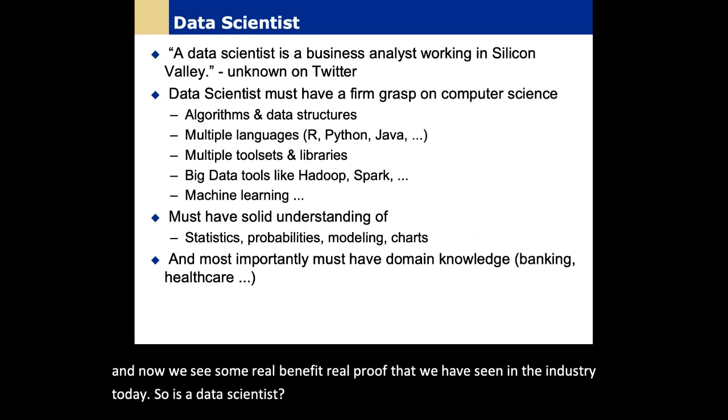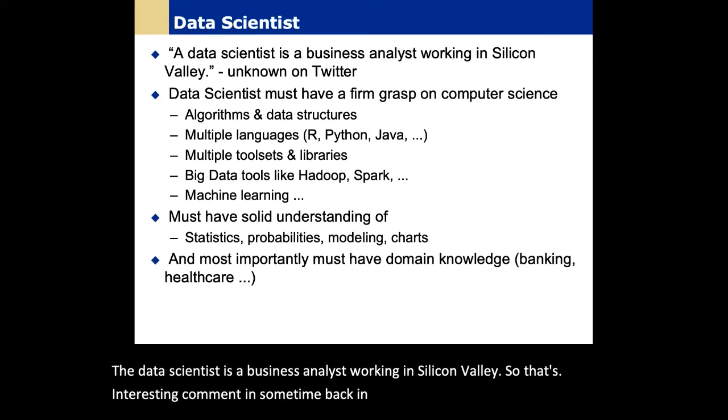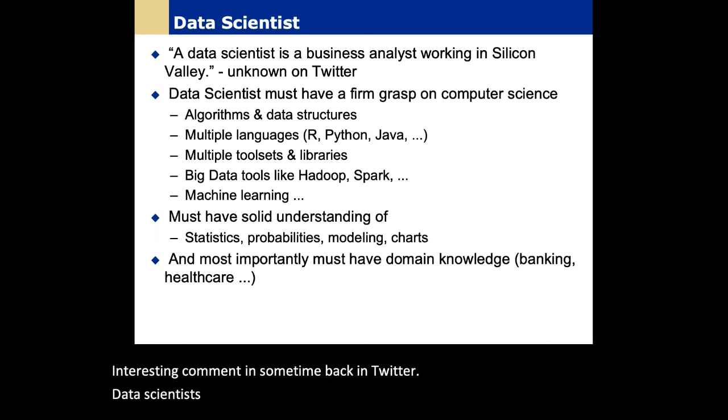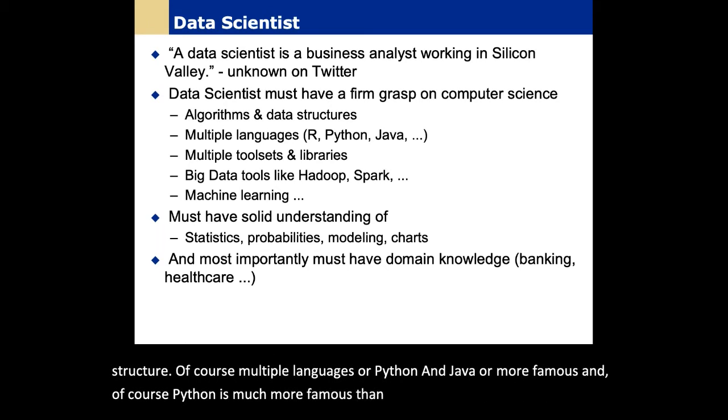A data scientist is a business analyst working in Silicon Valley. That's an interesting comment from sometime back on Twitter. Data scientists must have a firm grasp of computer science, algorithms, and data structures, of course. Multiple languages, where Python and Java are more famous. And of course, Python is much more famous than any other language in this field.